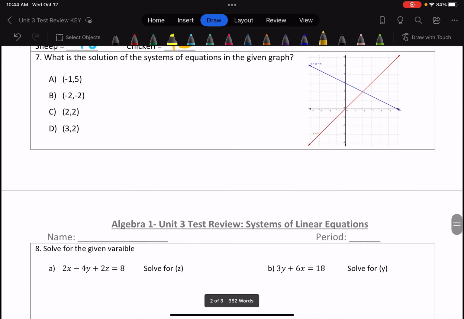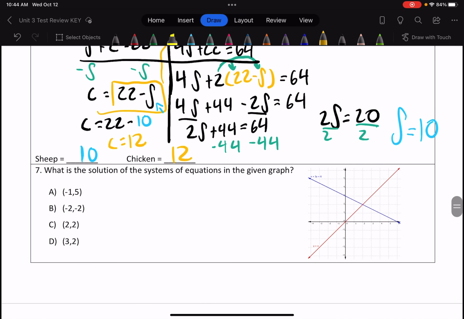While we're here, let's go ahead and look at problem 7. And just so we have a better idea of what our solution is, remember this is the intersecting point for this system of linear equations. So this question says, what's the solution of the system of equations in the given graph? Guys, all you have to do is figure out where their point of intersection is. And in this case, it would be C, because I went right to and up to the point 2, 2.